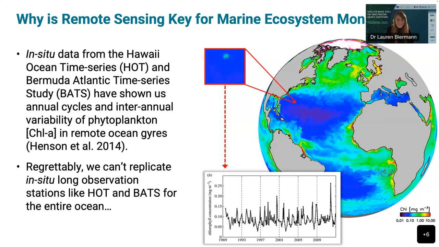However, unfortunately, even if we had BATS and HOT all over the world, we would still be collecting point measurements across our oceans. And it is only with remote sensing that we can elevate that data to be able to get overviews and synoptic coverage for entire oceans.